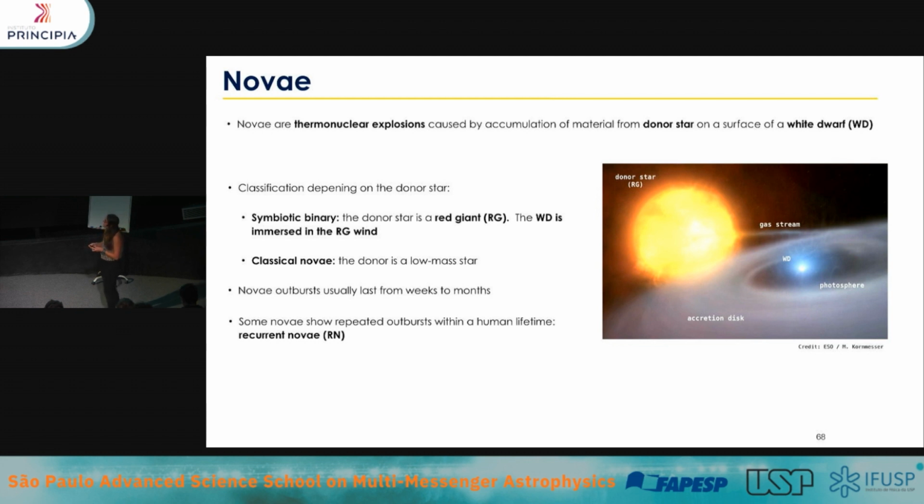Okay, there are some novae that have shown repeated outbursts on what we call a human timescale. This is what we call recurrent novae. We think that all novae are recurrent at some point, but maybe some of them are recurrent only after 1,000 years. But at some point they should all be recurrent.